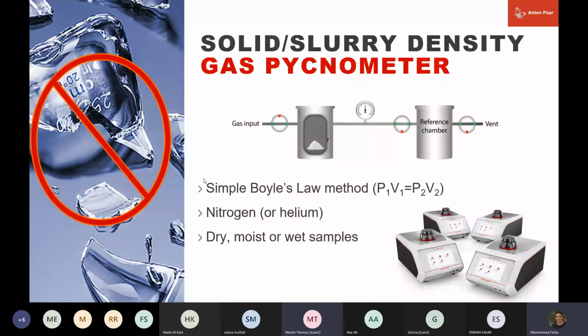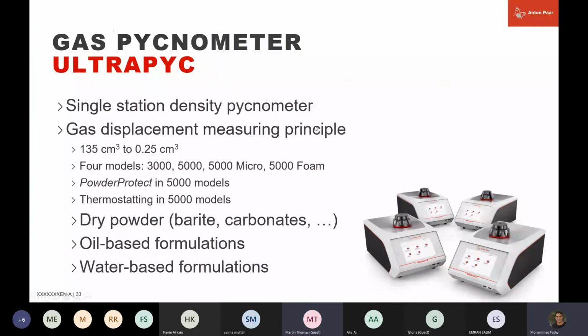Simple gas pycnometers called the UltraPyc, a single station density pycnometer using a gas displacement technique. So it's not a liquid displacement technique. If you're interested in cements, for example, it's none of these organic solvents, it's not kerosene. It's electronic and automatic. You can do cores on here. You can get core porosity if you know the diameter of your core. It can use nitrogen or helium. Like I say, it will work with dry powders, so all of your formulating solids are perfectly good for it.